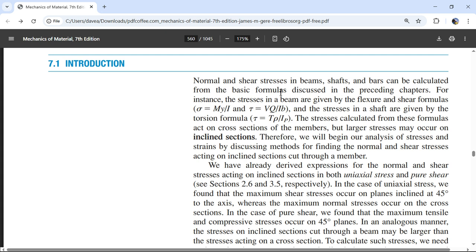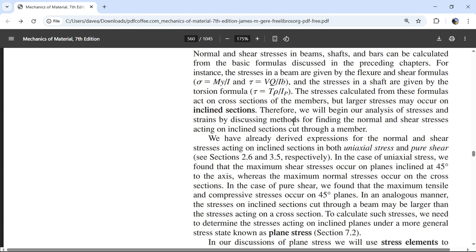Normal. So it looks like, what does this say? Normal and shear stresses in beams and shafts and bars can be calculated from basic formulas. So here are the formulas for stress in beams. This is shear stress in beams. Shear stress in torsion, I haven't gone over that yet. The stresses calculated from these formulas act on cross sections of the member. But larger stresses may occur at inclined sections. So that's the whole reason for this.